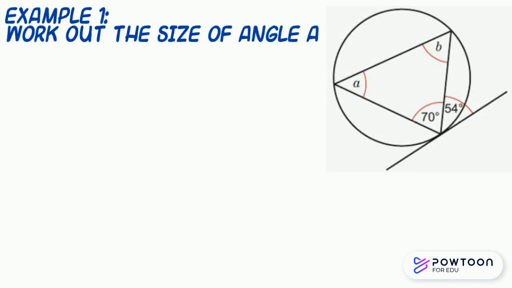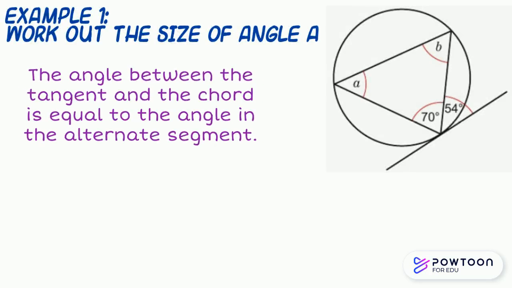Example 1, we're going to start off by finding the size of angle A. So as we just learned, the angle between a tangent and the chord is equal to the angle in the alternate segment. So our angle 54 is formed from the tangent and a chord, and it is the alternate segment of A, so that just means A is also 54.